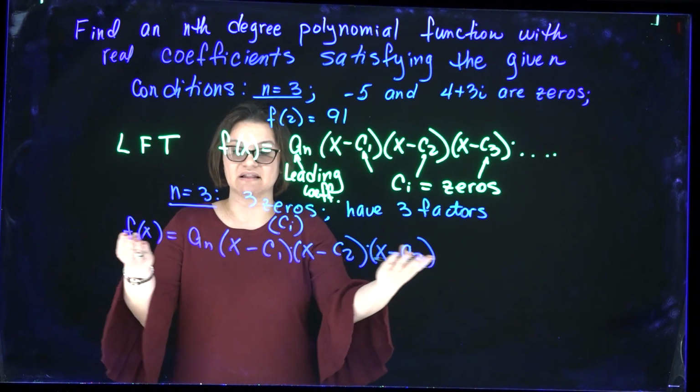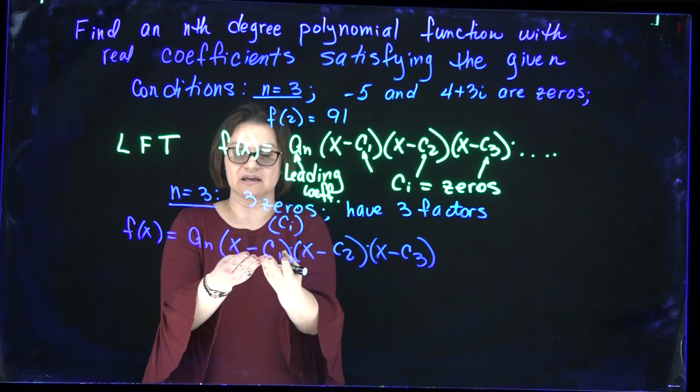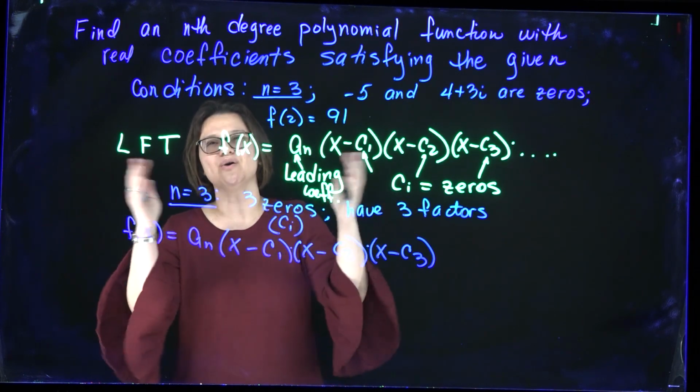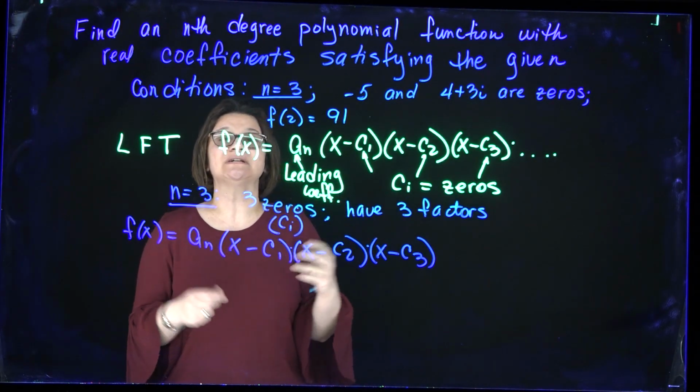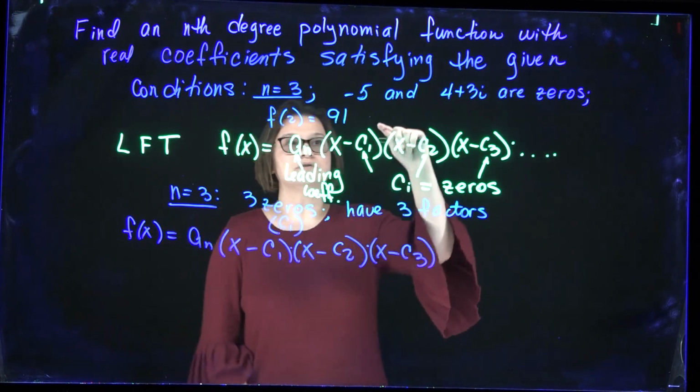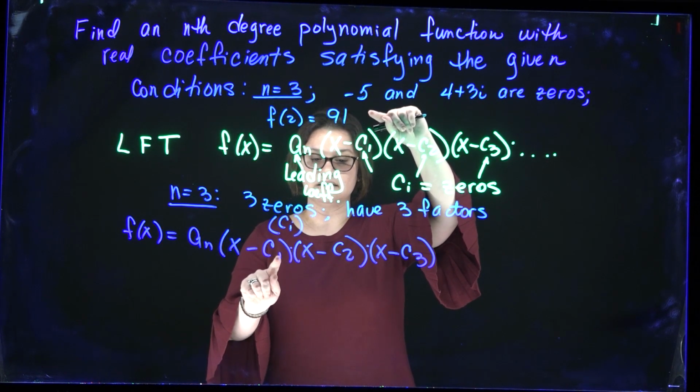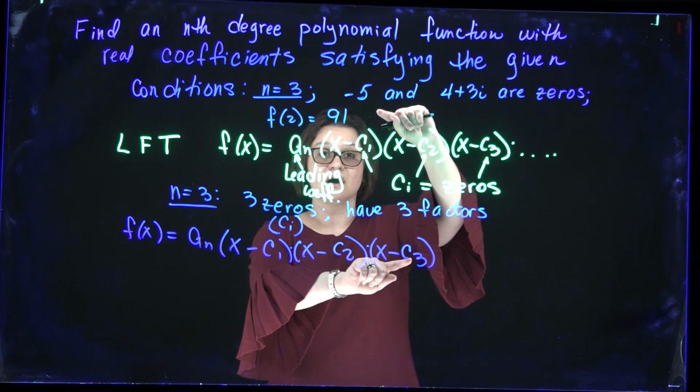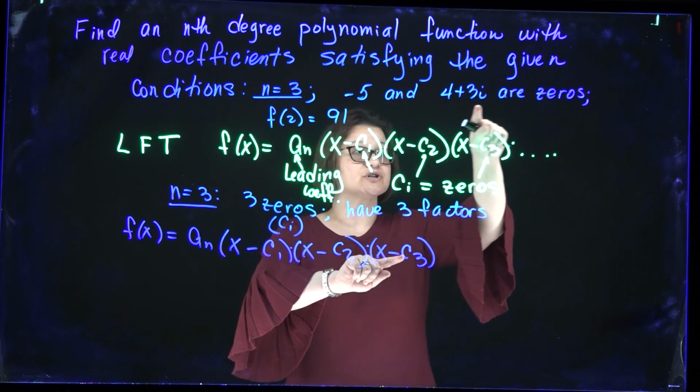We now know the skeleton. This is the skeleton of our function, but now we have the bones, right? We have to put some muscles into it. So let's see what the muscles are. Well, notice how c1, c2, and c3 are the zeros. Look at this portion of the problem.